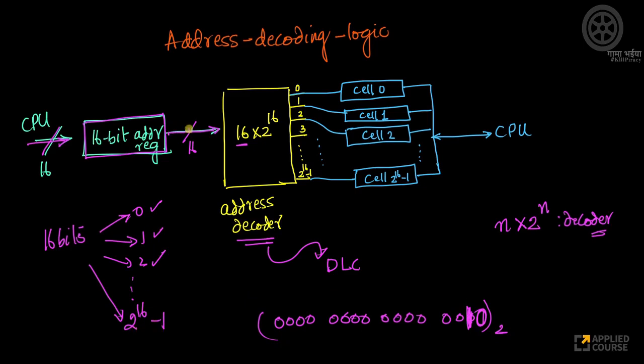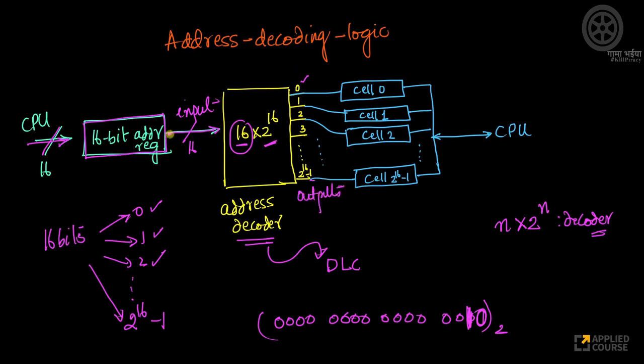So whatever is the 16-bit input, this is the input to my decoder. The output of the decoder consists of 2 power 16 lines. Look at this, my input consists of 16 lines. That's how a decoder works, right? My output of the decoder has 2 power 16 outputs ranging from 0 to 2 power 16 minus 1. So how many outputs are there? All these are the outputs of my decoder.